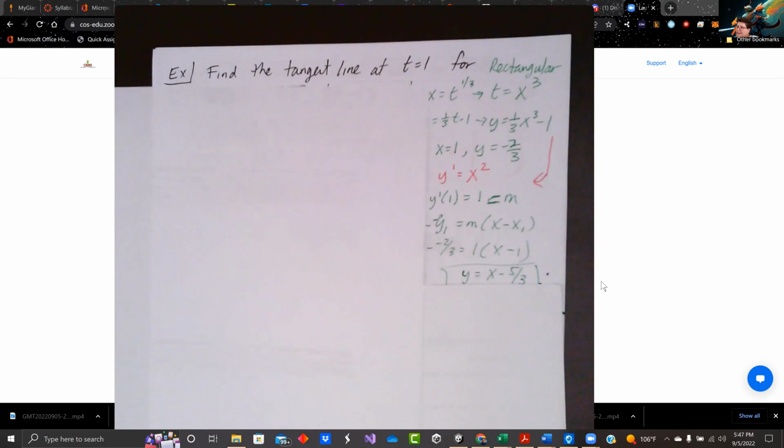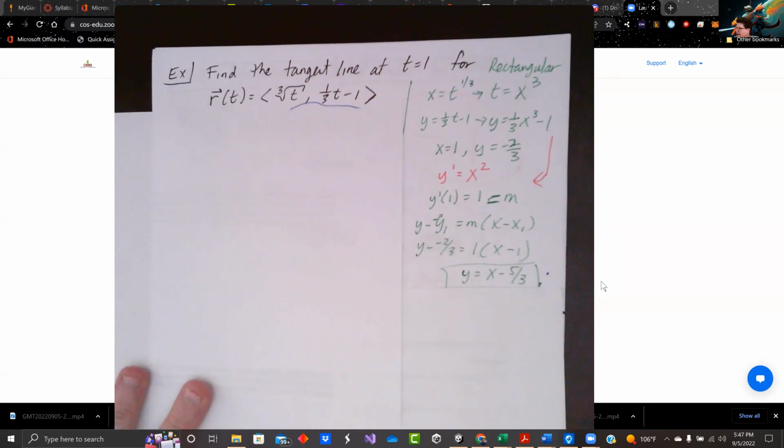Next part, we're going to find the tangent line at t equals 1 for r of t equals the cube root of t for the x component and 1/3 t minus 1 for the y component. On the right side, I'm not going to walk through it, but I did it the old Calculus 1 approach. I wrote y as a function of x, just using what we know about parameters, took the derivative, and found that tangent line at x equals 1. Let's see if we can get that using the parametric version of what we're doing here.